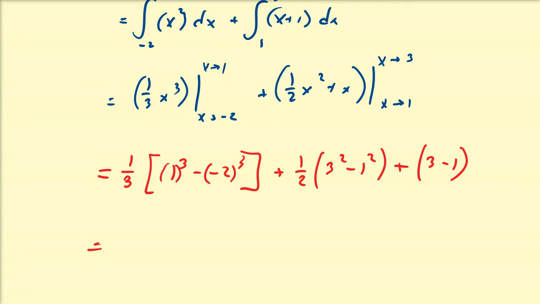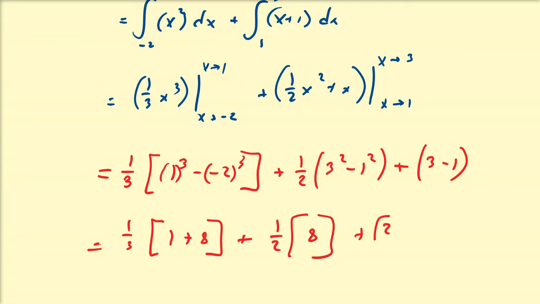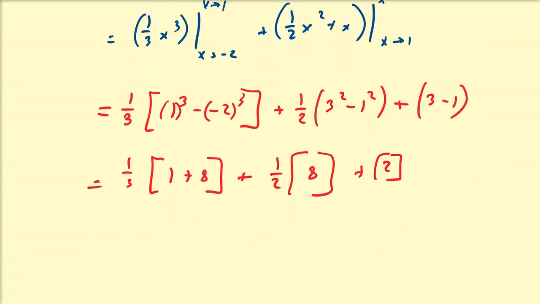So that's going to be equal to what? We have 1/3 times, so 1 minus -2 cubed is 1 minus -8, which becomes 1 plus 8. And then we have plus 1/2 times 9 minus 1, which is 8. And then 3 minus 1 is going to be 2. So we have 8 plus 1 is 9, divided by 3 is 3, plus half of 8 is 4, plus 2, so that's going to be 5 plus 4, which is equal to 9.